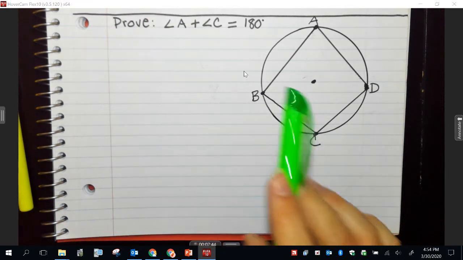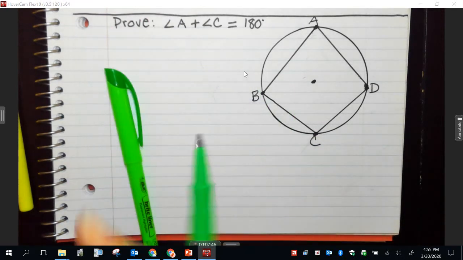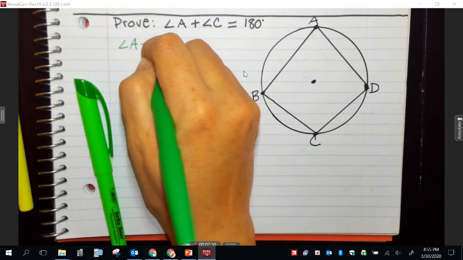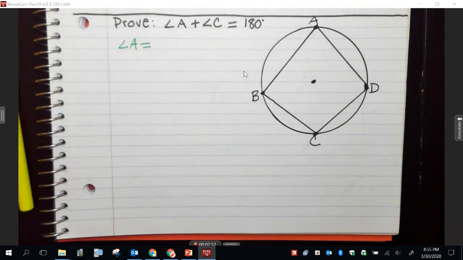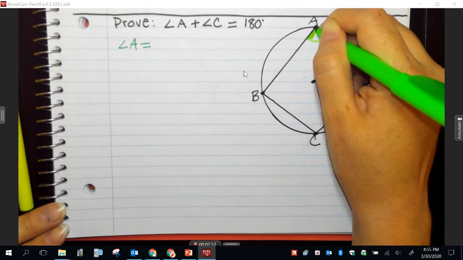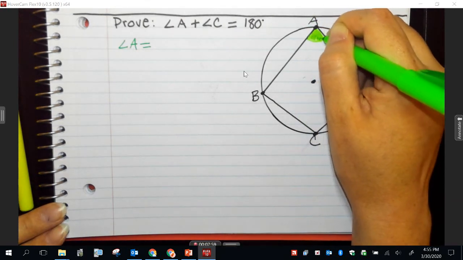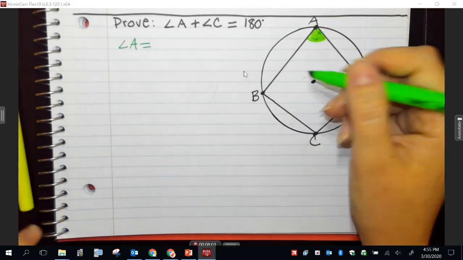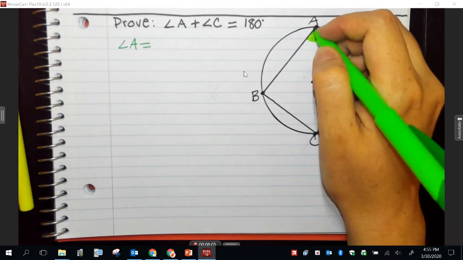So I want to start off by saying what angle A is equal to, okay? Because angle A is an inscribed angle. And one of the things that we just learned is that inscribed angles are always half the measure of the central angle or the arc that they intersect. So let's take a look at the arc that this angle A is intersecting.